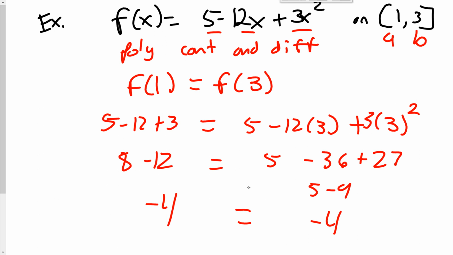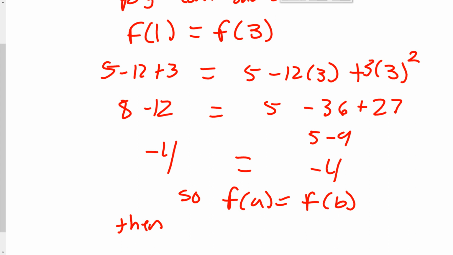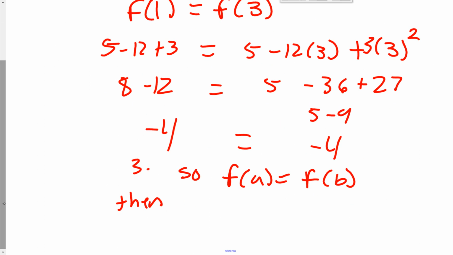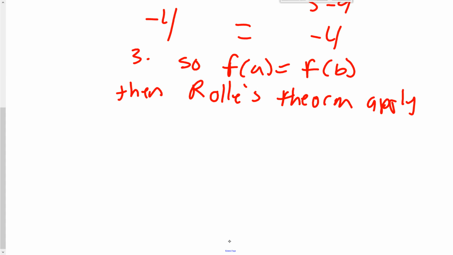So all three conditions are satisfied. So f of a equals f of b. Then, right, so I would meet the first conditions. This would be condition number 1 and 2. This is condition 3. Then Rolle's theorem applies. So then I can say there's going to be some value c such that f prime of c equals 0. So I use that fact.